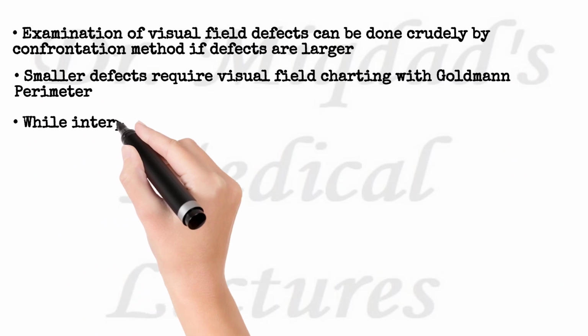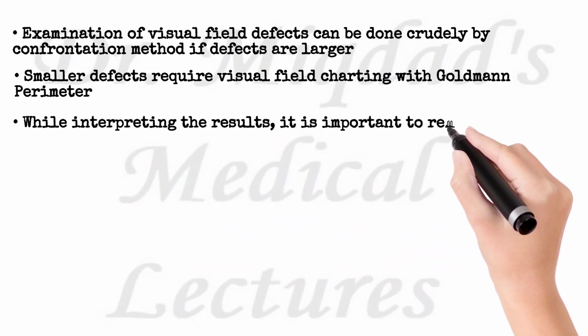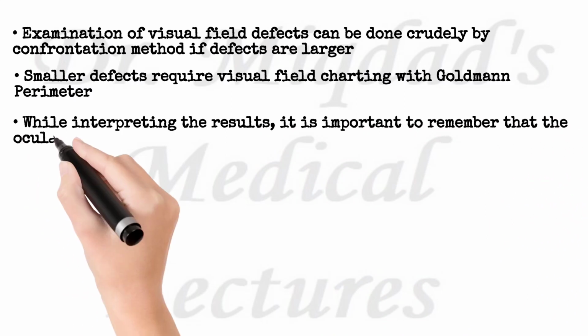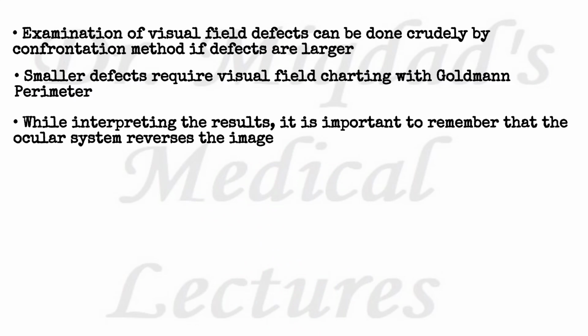Now, while interpreting the results, it is important to remember that the ocular system reverses the image. That is, the nasal side of the fundus picks up the temporal image and vice versa. So damage to the nasal side of the hemiretina will produce a temporal visual field defect and vice versa.